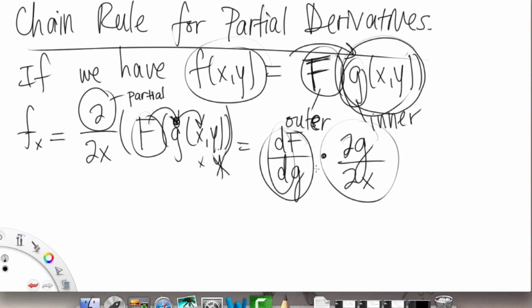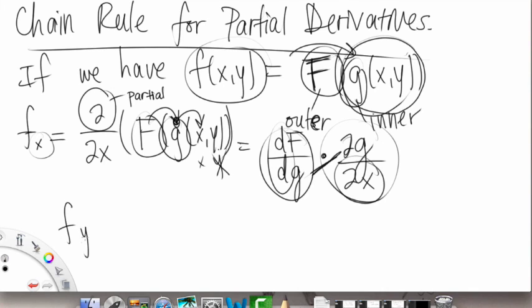This is the chain rule, the thing that I just did here. It's working from the outermost function, then going through the middle functions. In this case, the middle function would be g. That's like our bridge. And then getting to the variable that we want, which was the x. Okay, so that's for f sub x.